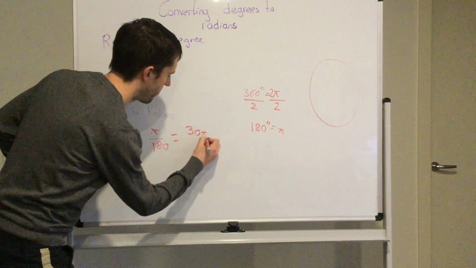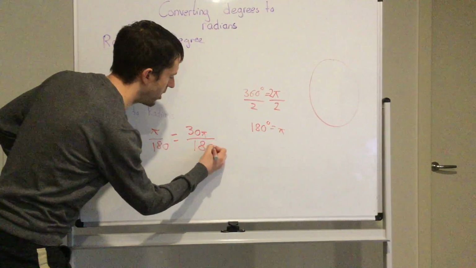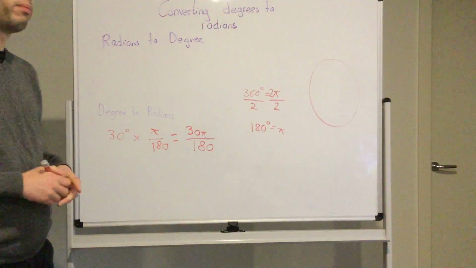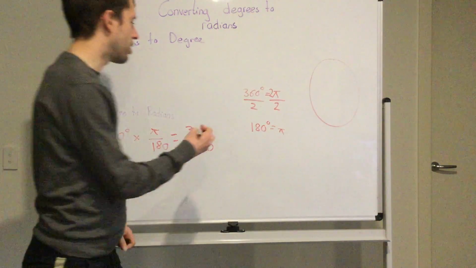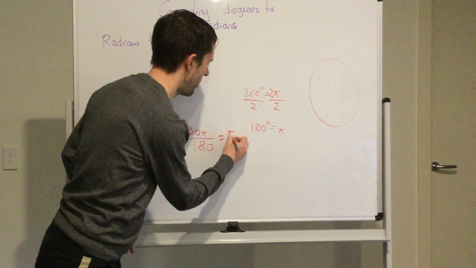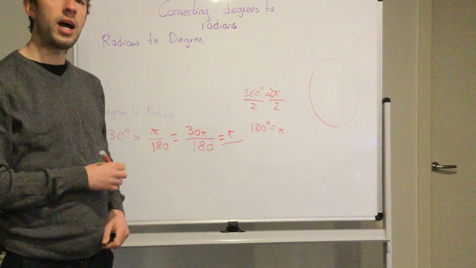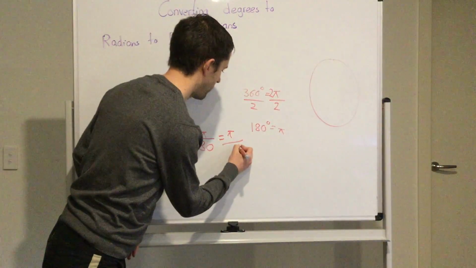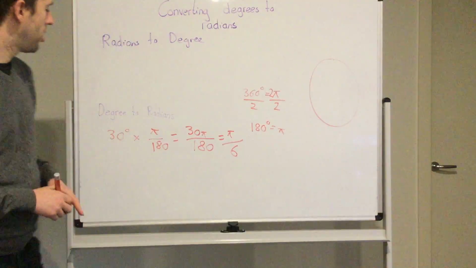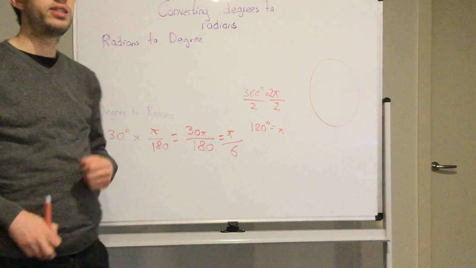30 pi divided by 180. How many 30s in 30? 1, so it becomes pi. How many 30s in 180? 6. So 30 degrees is pi over 6.